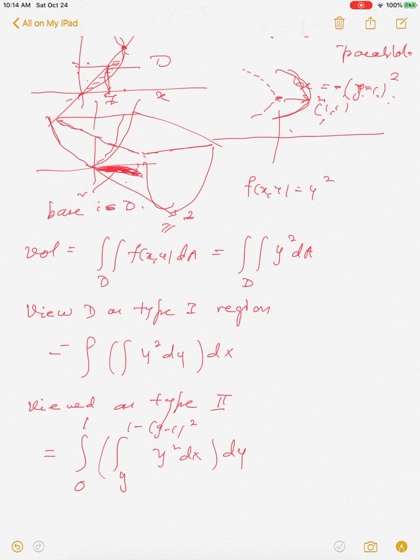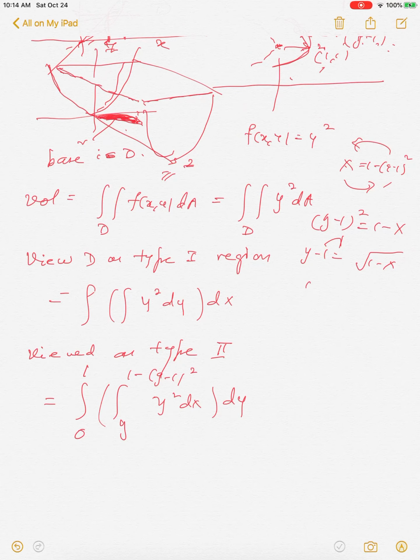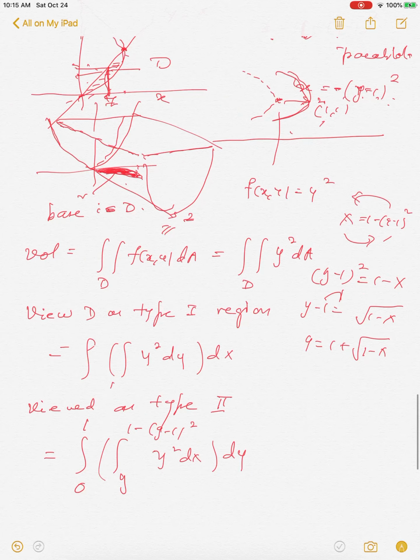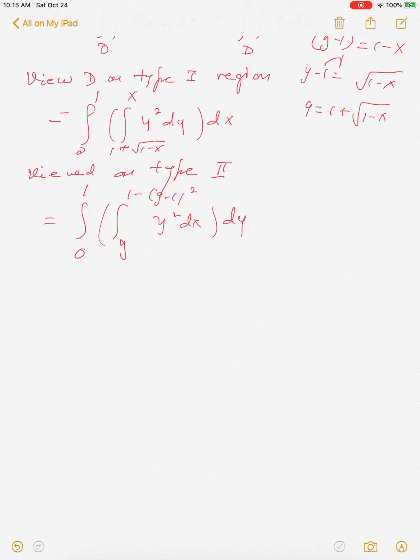If you write it as type 2, the only trouble is your lower curve will be y equal to x. So you have to rewrite this equation, x equal to 1 minus y minus 1 square. I will write this by flipping the x's and y's on either side. So you get y minus 1 square equal to 1 minus x. So y minus 1 is going to be root 1 minus x. And then you move the 1 to the right hand side. So it's y equal to 1 plus root 1 minus x. So this will go from the lower curve, which is y equal to 1 plus root 1 minus x, to the upper curve, which is x, and then x will run between 0 and 1. So it's better not to get into the radicals, so let's compute it using the other way.